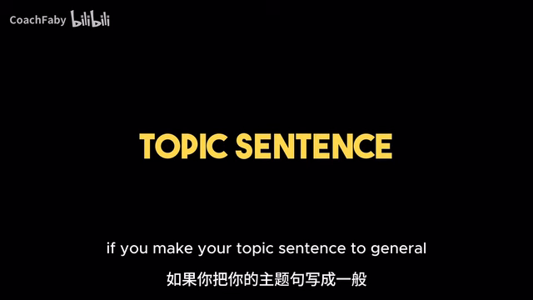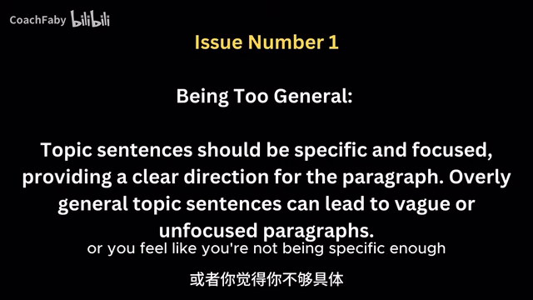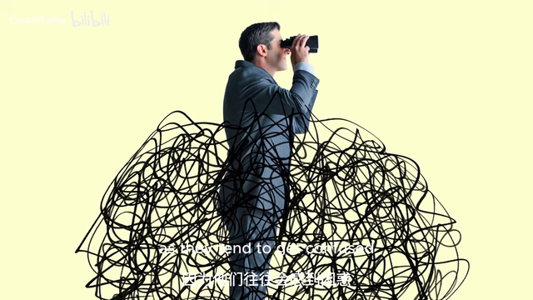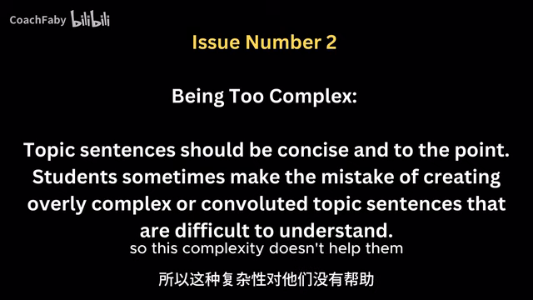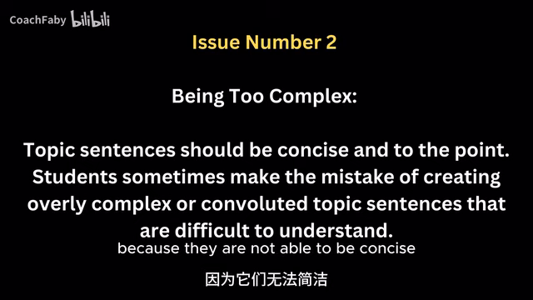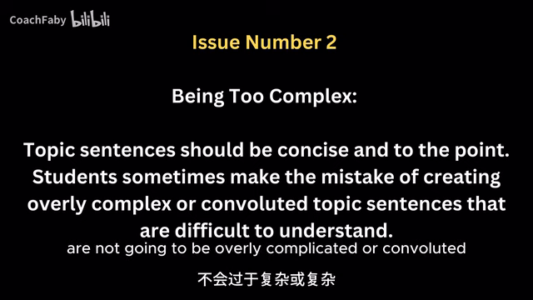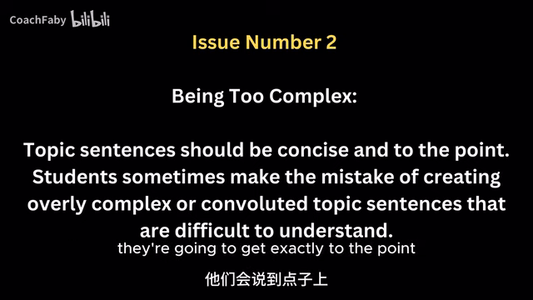If you make your topic sentence too general, or you're not being specific enough, this is often a major problem for some students, as they tend to get confused even from the beginning. They don't allow the reader to see where they're going in the argument, and they tend to leave them confused and overwhelmed by the words that they're using. So this complexity doesn't help them because they are not able to be concise and to the point. And so our topic sentences are not going to be overly complicated or convoluted. They're going to get exactly to the point.